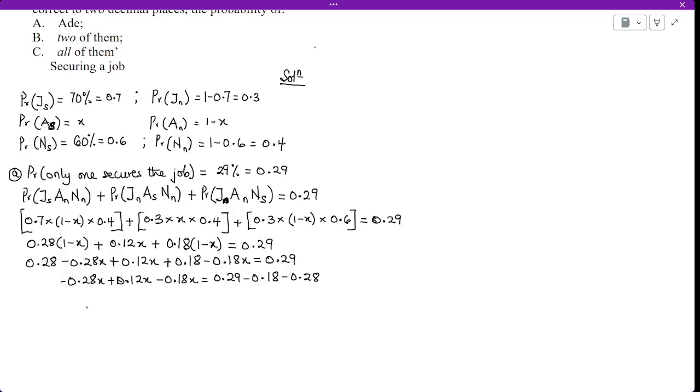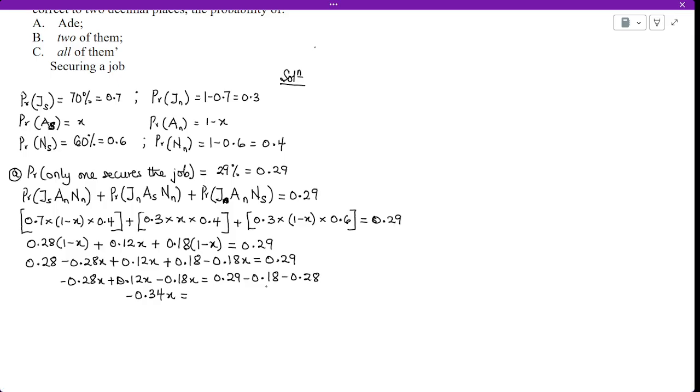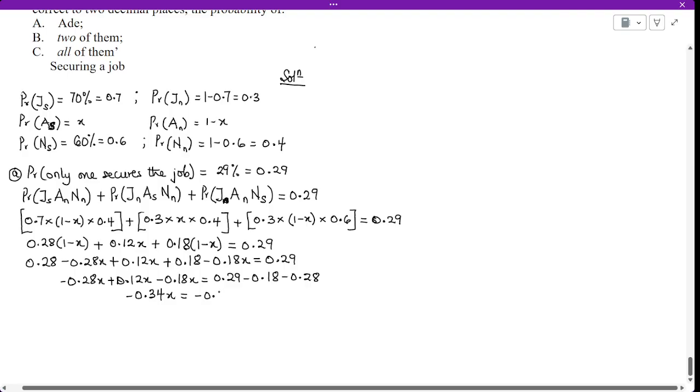All right, so now let's simplify our figures there. We have negative 0.28 plus 0.12 and then negative 0.18. This gives us negative 0.34x, okay? And then when we check from the right hand side, we have 0.29 minus 0.18 minus 0.28, okay? And this gives us negative 0.17, all right? So to find the value of x, we divide both sides by the coefficient of x.